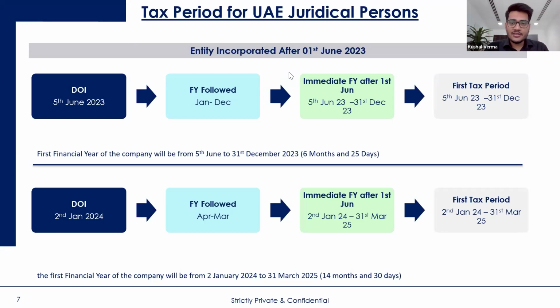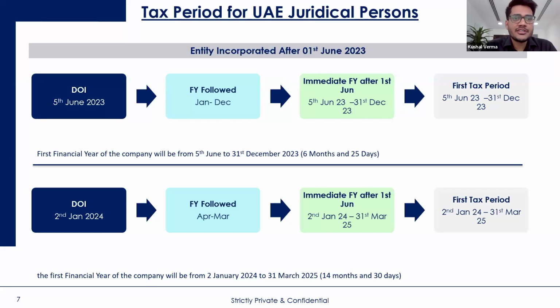So, taking that thumb rule, any financial period which starts after 1st June 2023, starting from 2nd Jan and ending on 31st March 2025, this particular 15-month period will be the first tax period for the company incorporated on 2nd of Jan 2024. Now, this was all for entities which are incorporated in UAE.